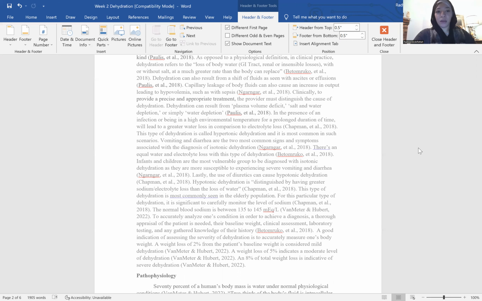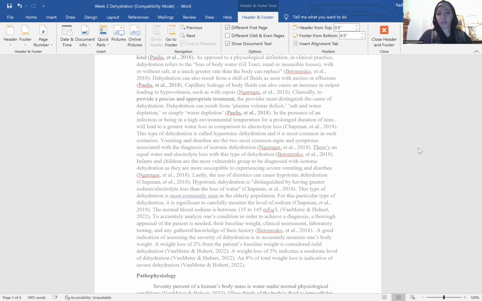Capillary leakage of body fluids can also cause an increase in output, leading to hypovolemia, such as with sepsis. Clinically, to provide a precise and appropriate treatment, the provider must distinguish the cause of dehydration. Dehydration can result from plasma volume deficit, salt and water depletion, or simply just water depletion.